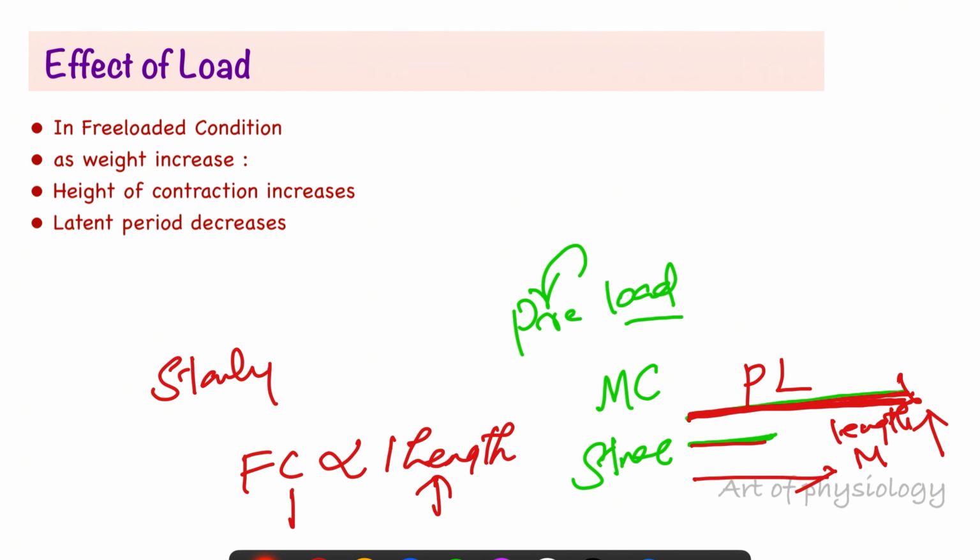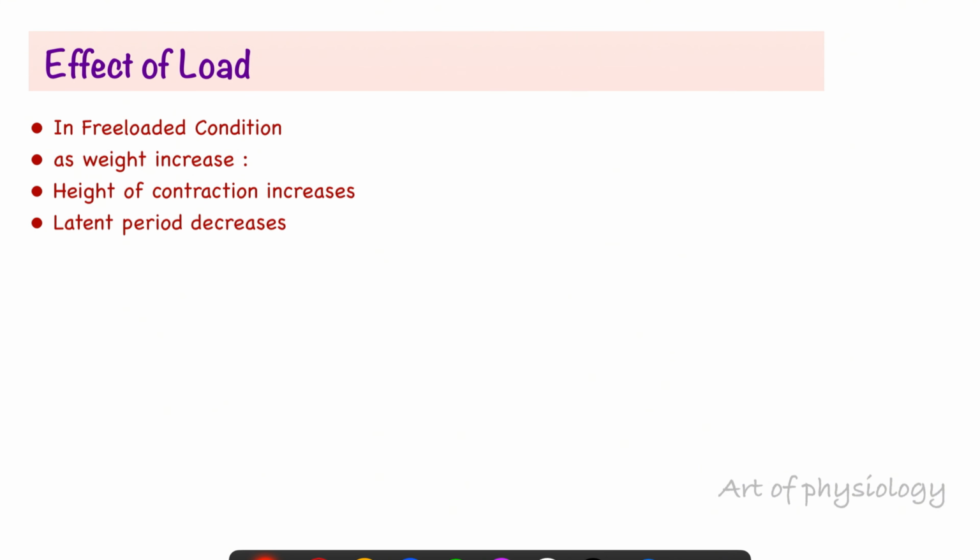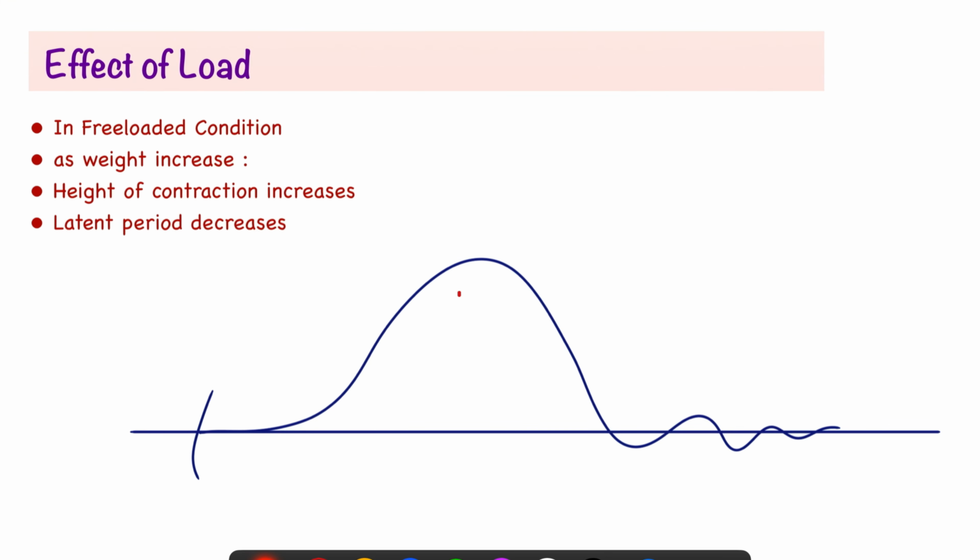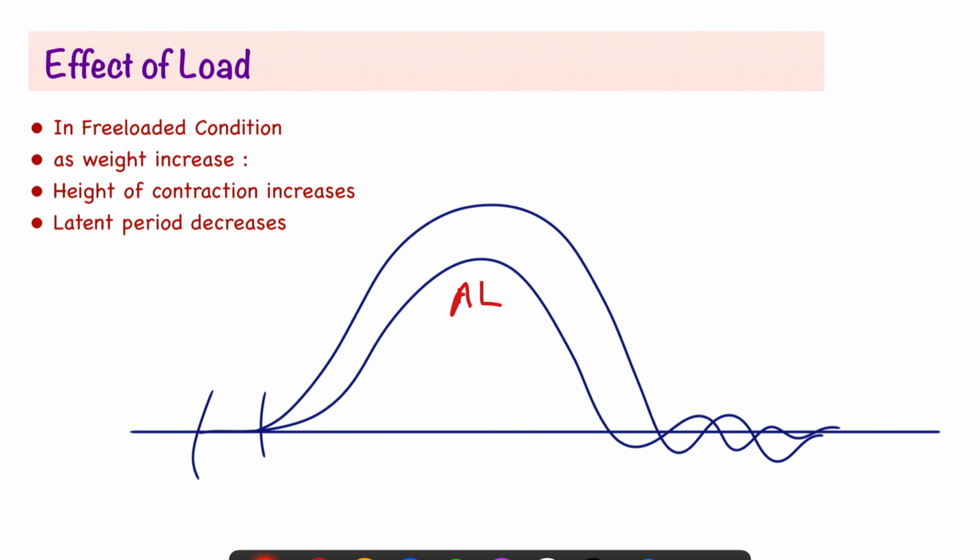So what will happen to the force of contraction? Force of contraction will also get increased. So that is the graph. This is the afterload graph and this is the preload graph. In the preload graph, the force of contraction is increased because of the increase in the initial length of the muscle, because of the stretching of the muscle, because we give load prior to the contraction. So that is the effect of preload.